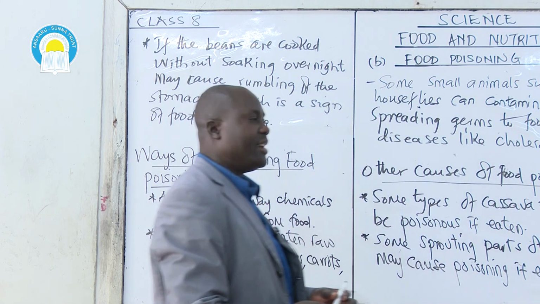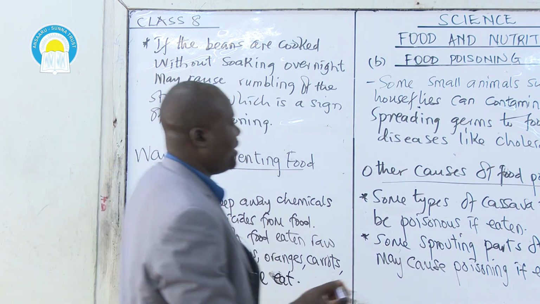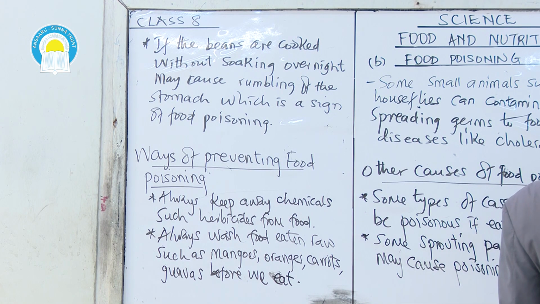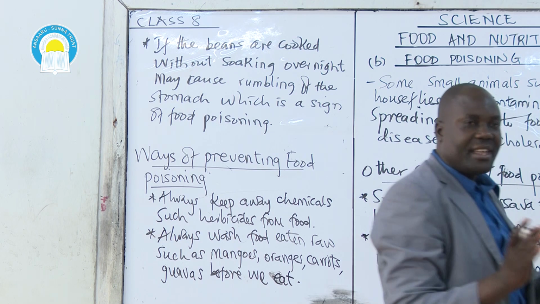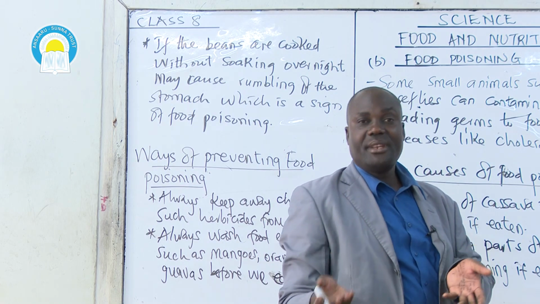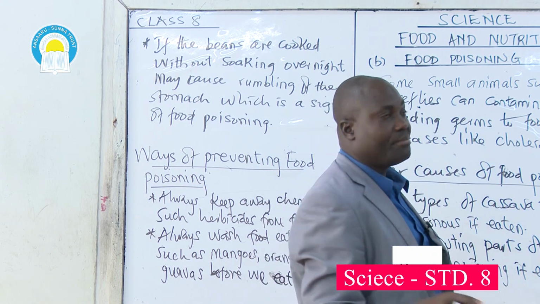Another way of preventing food poisoning, number three, avoid buying food from dirty places like kiosks, because some kiosks may be there, yes, but very dirty. If they are very dirty, then the food sold there can be contaminated, therefore causing food poisoning.